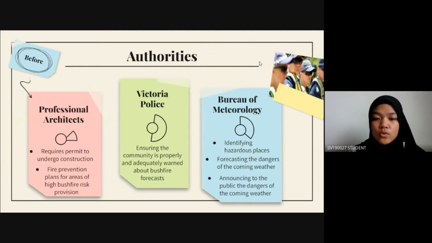Bureau of Meteorology must take action by identifying hazardous places as well as forecasting and announcing to the public about the dangers of the coming weather.